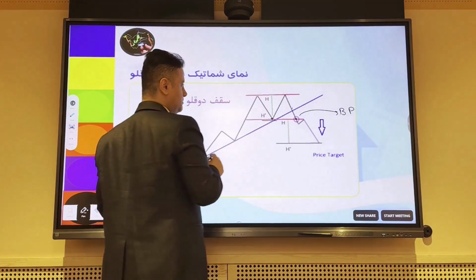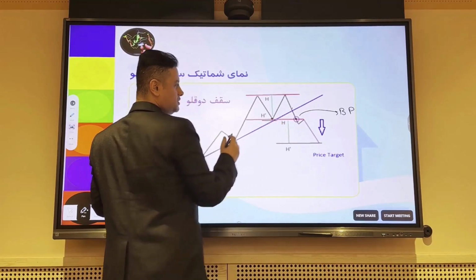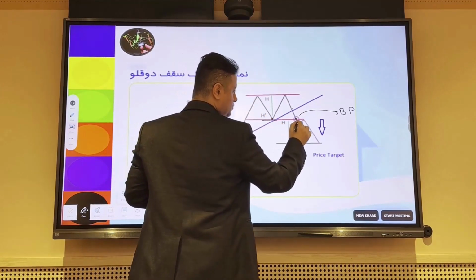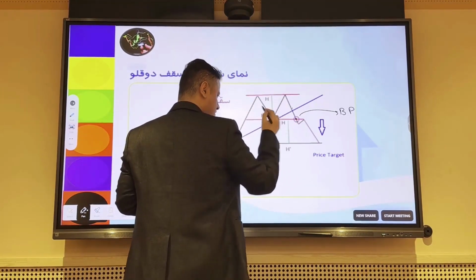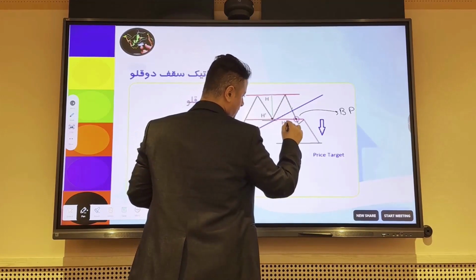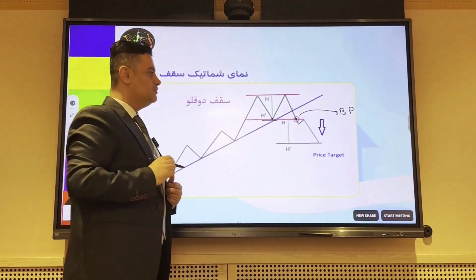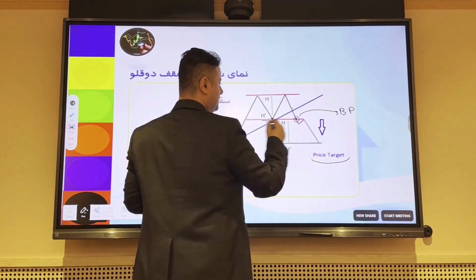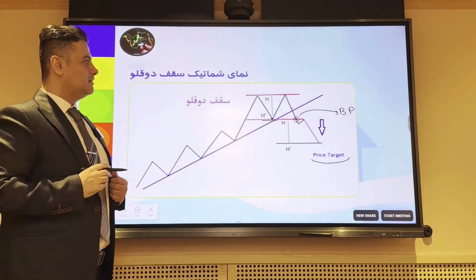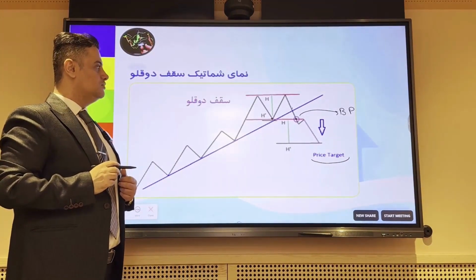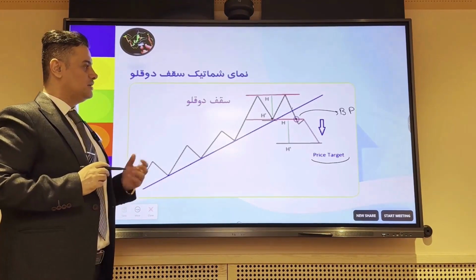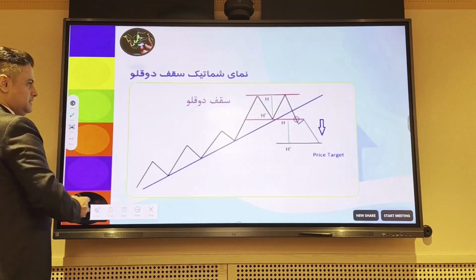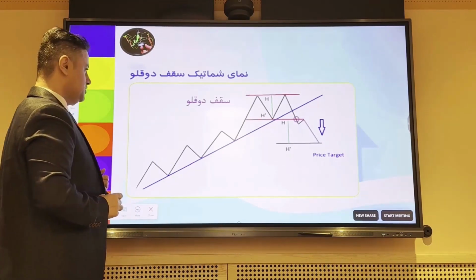Now, what is the target of this pattern? According to this line that I have drawn here, meaning the premium area that I have at this point, from the breakout point to this extent, we are witnessing at least a minimum drop in our stock's price chart. This means our price target in this area will be at least this much. This is the schematic representation of the double top pattern and its price target, which we will see in the next slides with a few examples.